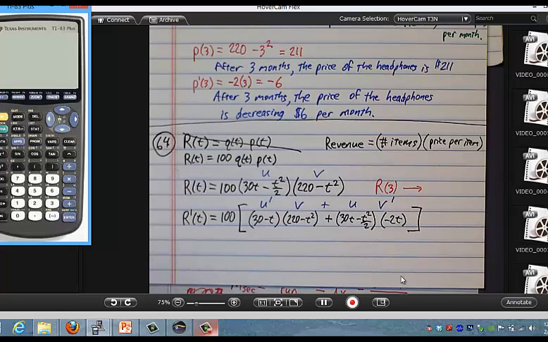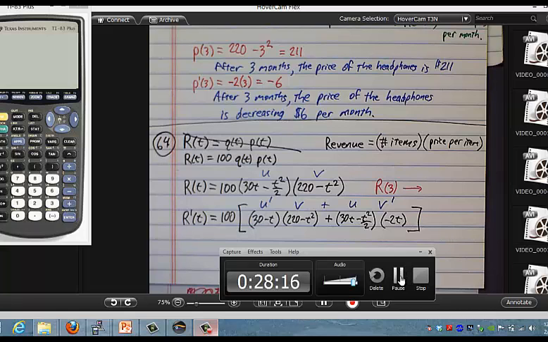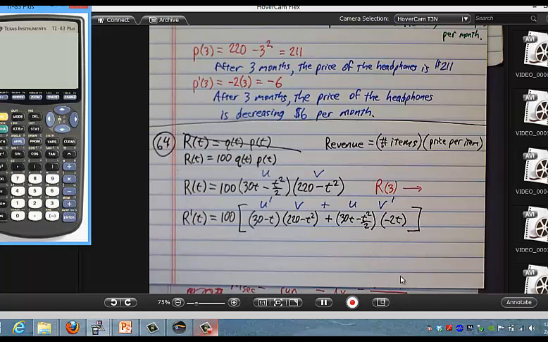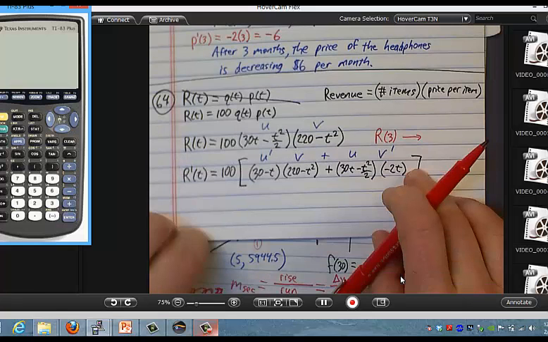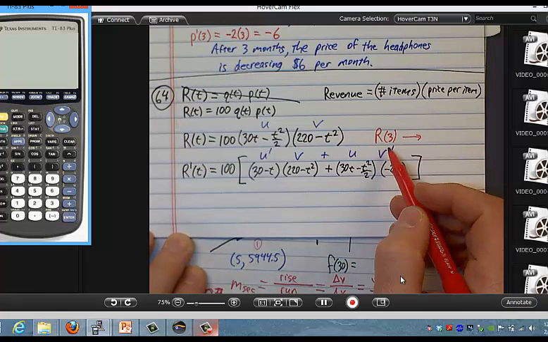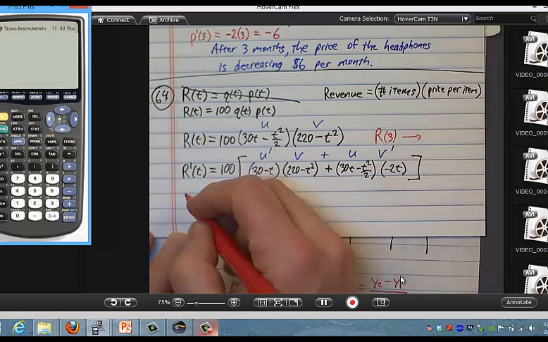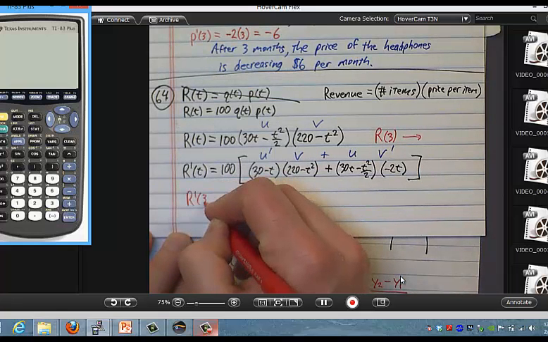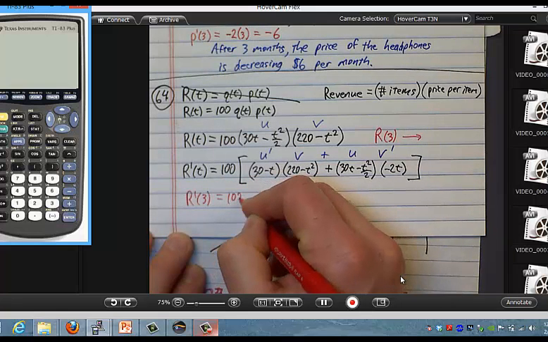So there's some work to do here still. I'll let you guys maybe simplify that a little bit. So let me do a little more then. Basically they want me to find R of 3. I know you could do that. If they said find R prime of 3, what would you do? 100 times, let's see if I could do it very quickly.